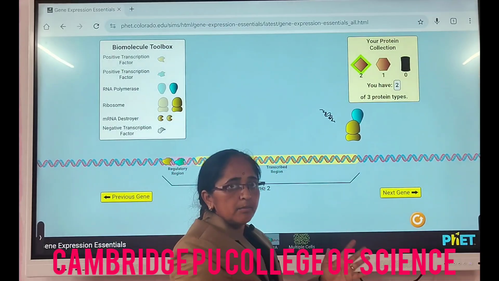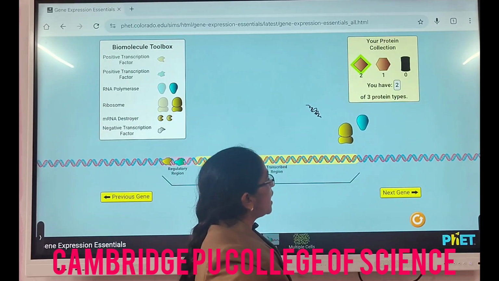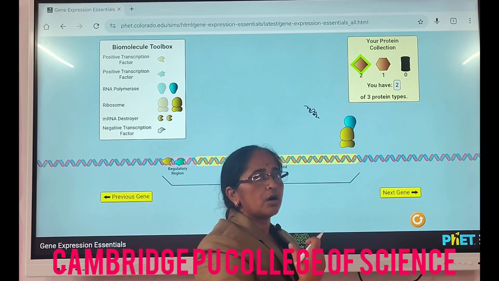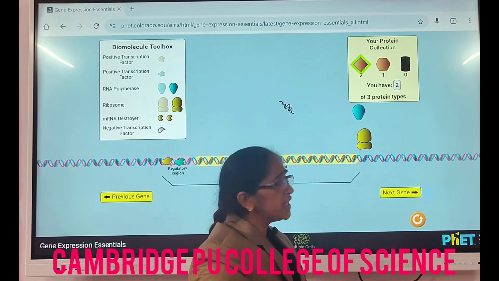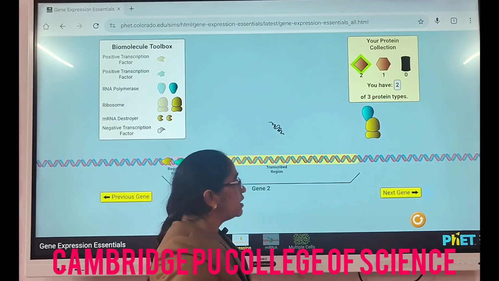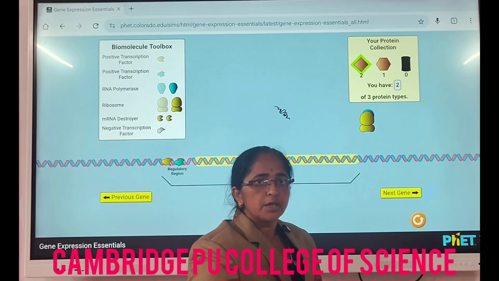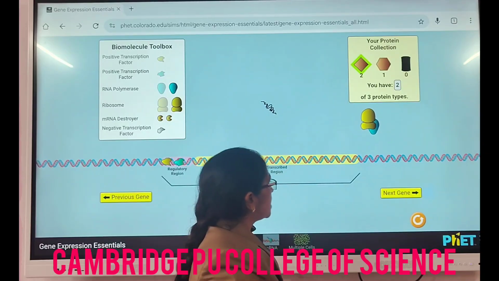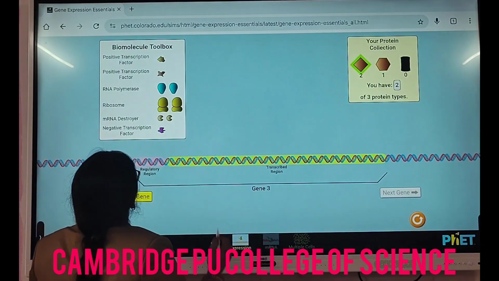Like that, many genes continue in a continuous fashion, and all the genes are transcribed until we get the termination factor. And for translation, there are genetic codes. Unless they encounter the stop codons, they will keep continuing the translation process. Similarly, you can go for the next one.